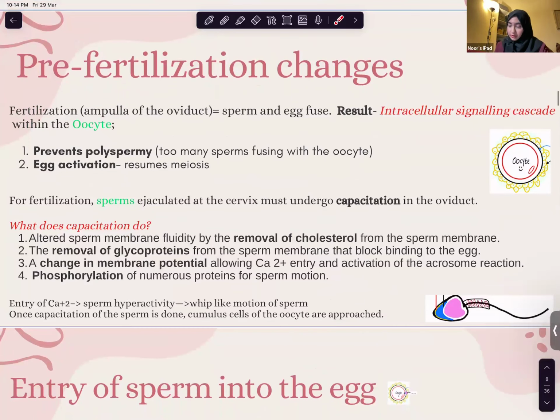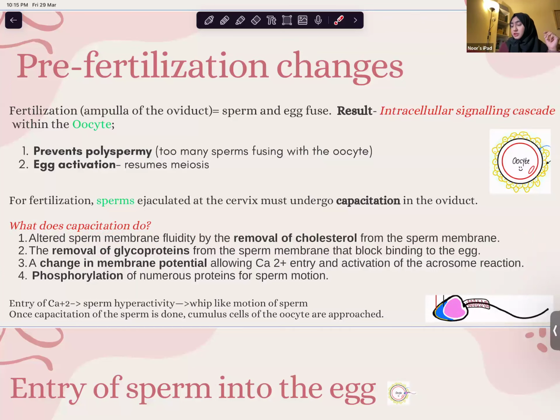One important thing that sperm undergo when they're about to fertilize is called capacitation. Capacitation basically means activating the sperm. Why? Because you have to activate the sperm in order to have the egg fertilized. Now, what happens in capacitation? There are four main things that happen during capacitation, and remember, these are high yield. One is the removal of cholesterol.